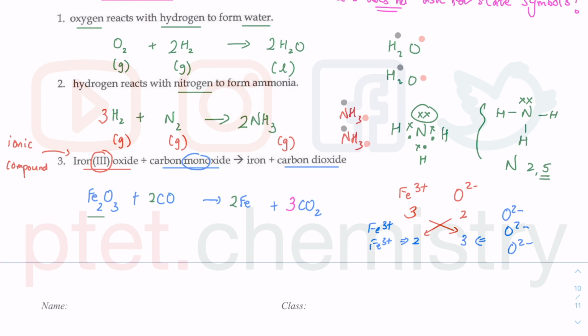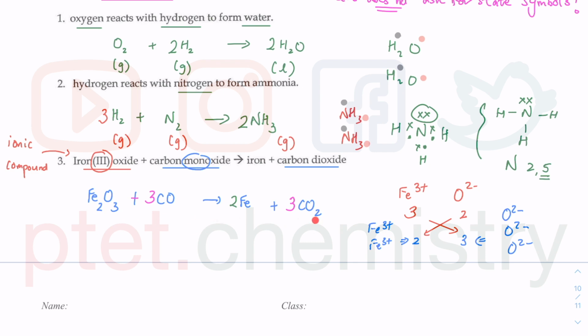And because this is 3 carbon now, this cannot be 2 carbon. This has to be 3 carbon as well. Now let's check. 3 carbon and 3 carbon is happy. 3 times 2 is 6 oxygen. 3 times 1 is 3 oxygen, but 3 oxygen here, 3 oxygen there, 6 oxygen total. 3 times 2, 6 oxygen total. So this equation is balanced by having these particular numbers.